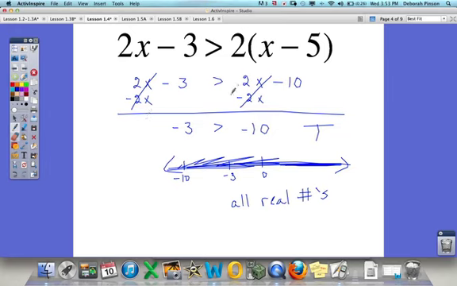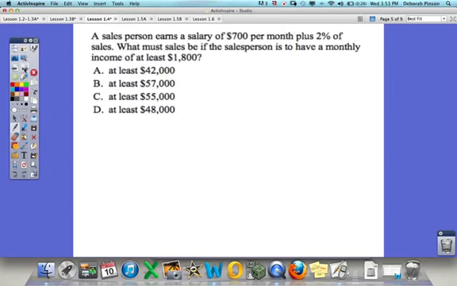Okay, now I want us to look at a couple of word problems with these. One of them is a multiple choice. Kind of reminds me a little bit of SAT-like things. And on here, I want us to write an equation, or it's going to be an inequality. I want us to write something to go through and solve. So here's what they tell us.